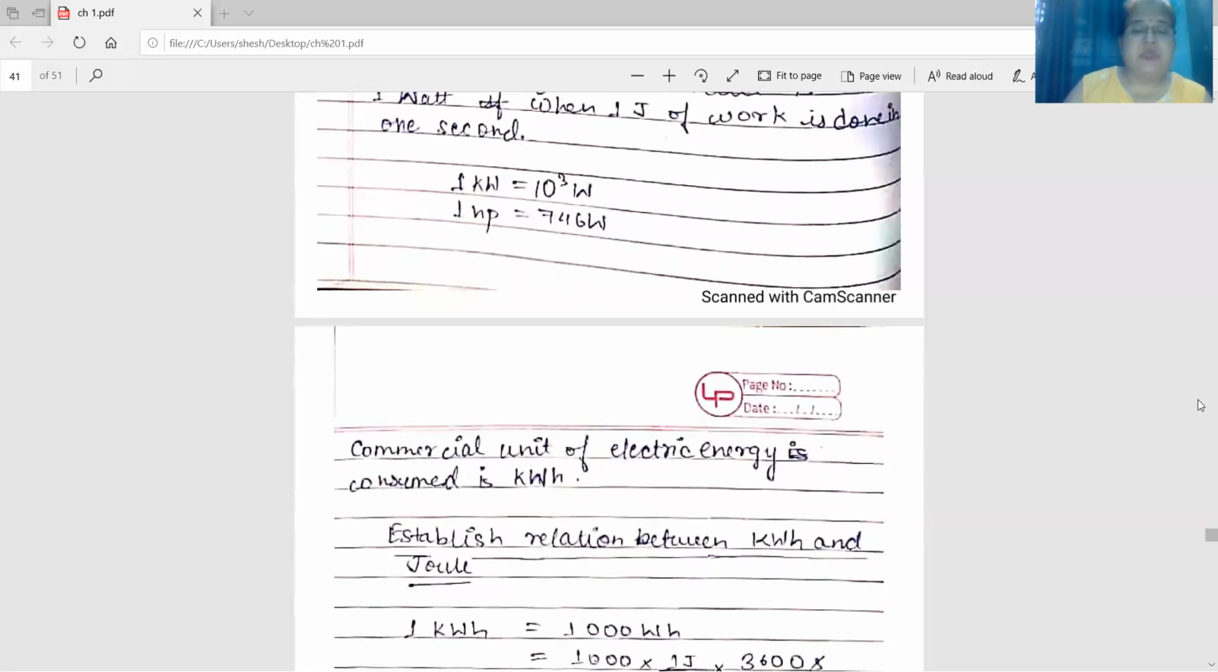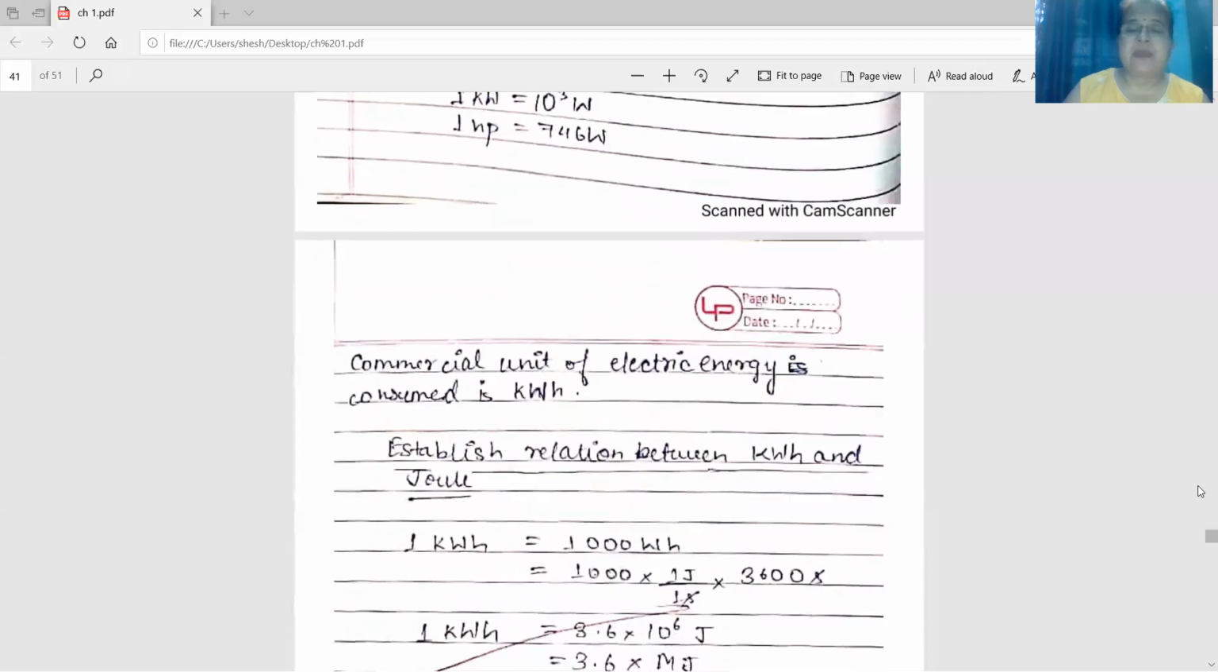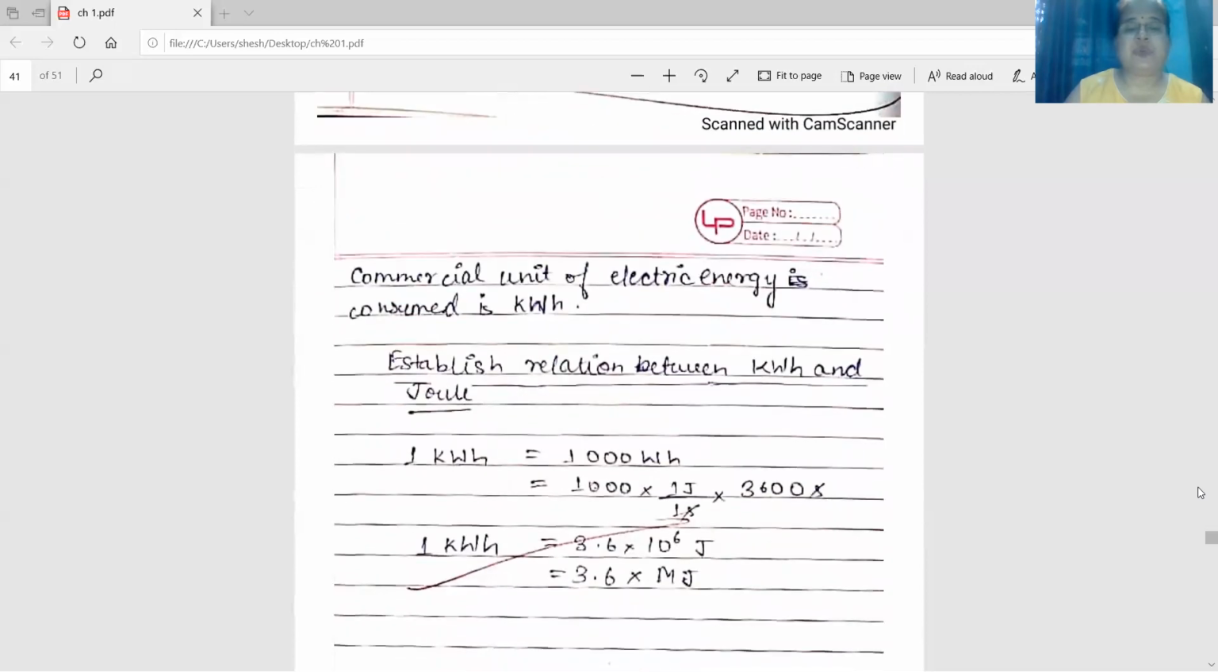Now, what is the difference between kilowatt and kilowatt hour? Kilowatt is the bigger unit of power, whereas kilowatt hour is the commercial unit of electrical energy consumed. If you see the meter in your home, you will find that the amount of electricity consumption is measured in kilowatt hour. So kilowatt hour is the commercial unit of electrical energy consumed, whereas kilowatt is the bigger unit of power.